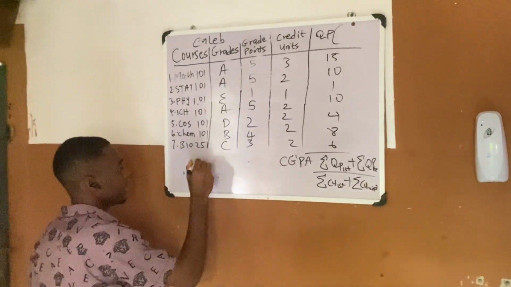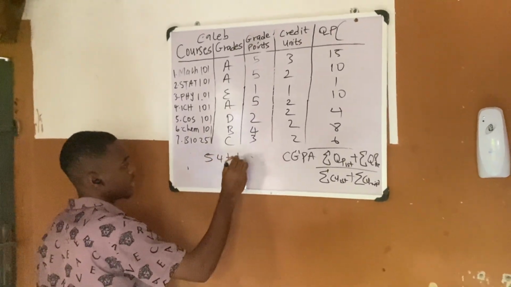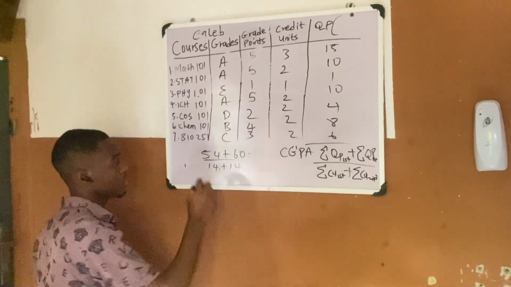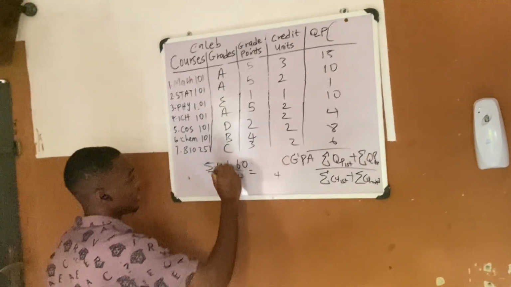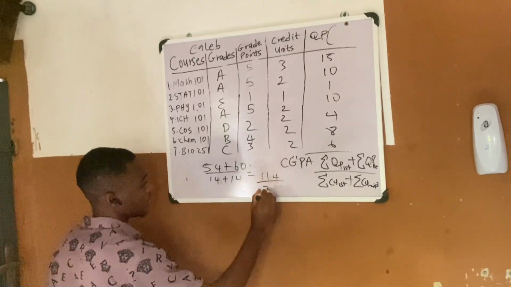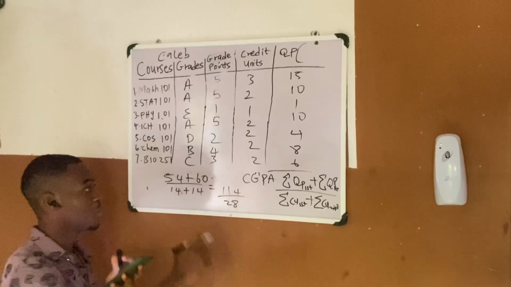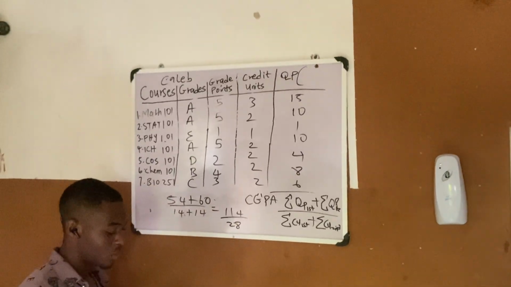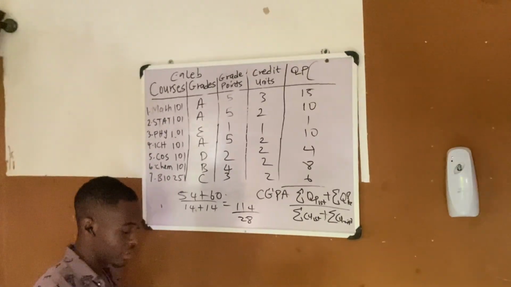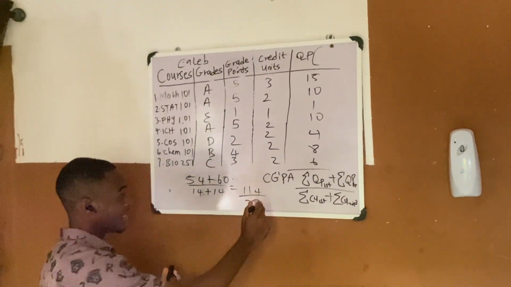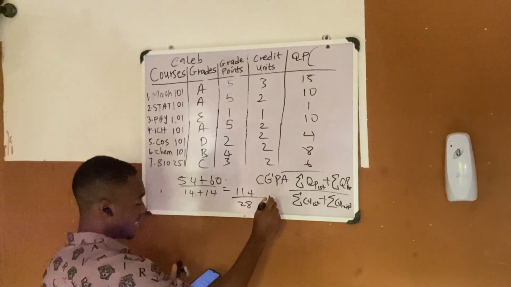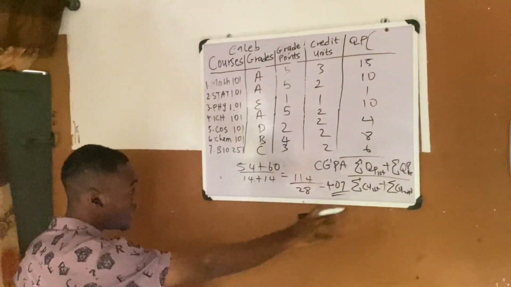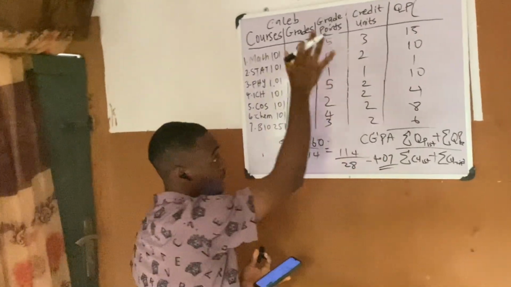So what we'll now have is 54 plus 62 over 14 plus 14. So we have 116 over 28. So doing that quickly with my calculator, what do we have? So our bro is on a 4.07. So this is CGPA, like for the whole semester.